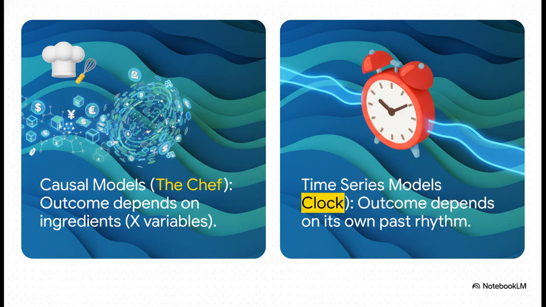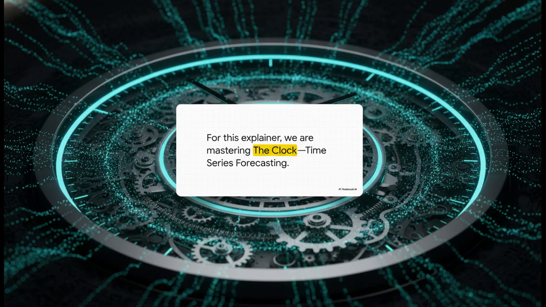That's the chef. The final result, let's say a delicious meal, depends entirely on the ingredients you put in, your marketing budget, your price point, your product features. Those are your X variables. But on the right, you have time series models. That's the clock. A clock doesn't care about external ingredients. It tells you what the next second will be based purely on the rhythm of its own past. It's so easy to fall into the trap of using a clock-based model when what you really need is a chef. For this explainer, though, we're going to put all of our focus on mastering the clock, the art and science of time series forecasting.